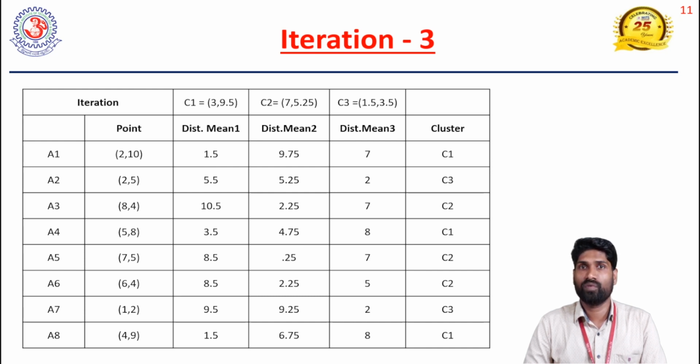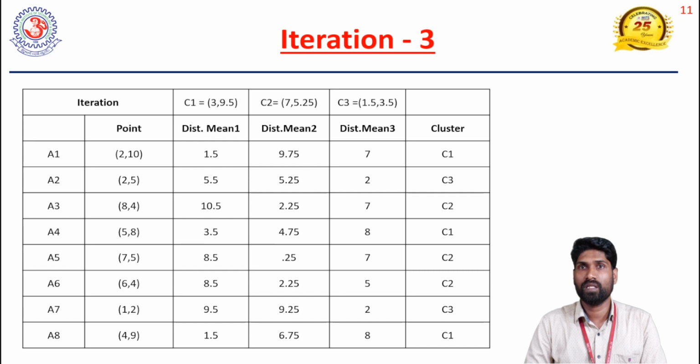Now point A4, how has it changed? Earlier it was with C2, now the least value is 3.5, which is very close to cluster center C1. So we have to assign the point A4 to cluster center C1. Right. So C1 got one more point in the cluster. A5, the least number is 0.25, that is C2, and A6, the least number is 2.25, that is under C2, and A7, the least number is 2, that is under C3, and now the last point, the least number is 1.5, and it is C1.